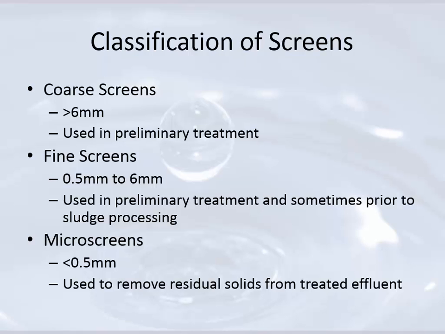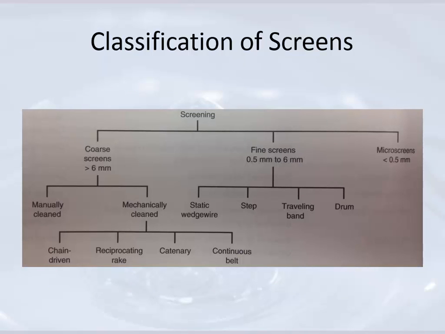So, the classifications of screens. Your coarse screens are going to have openings that are bigger than 6 millimeters. They're mainly used in preliminary treatment. Fine screens are from 0.5 millimeters to 6 millimeters, and they can be used in preliminary treatment, sometimes prior to sludge processing. And then micro screens, whose openings are less than half a millimeter, are used to remove residual solids from treated effluent, so before it actually gets to your waterways. And here's just a little breakdown from the book.